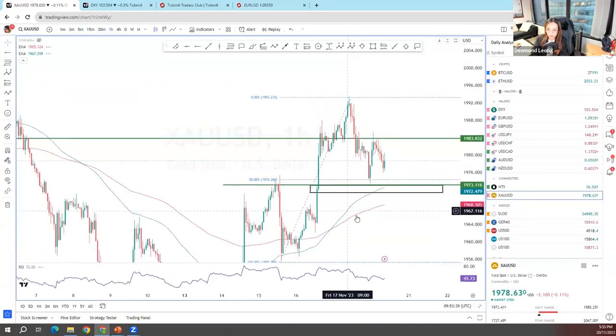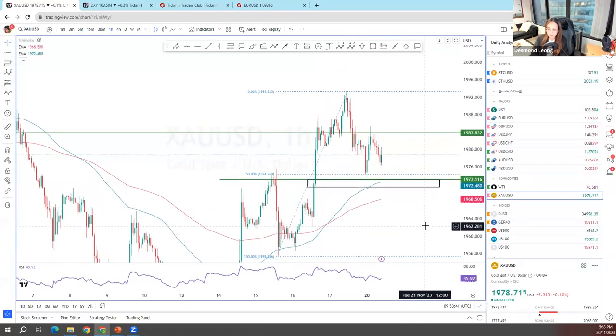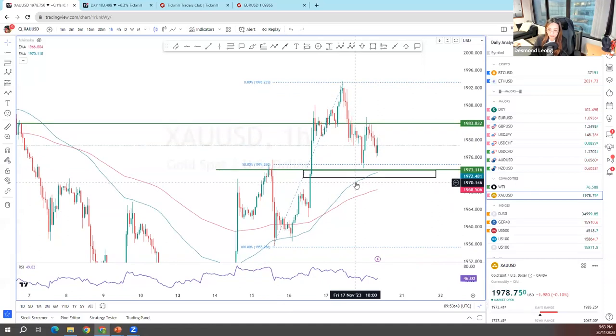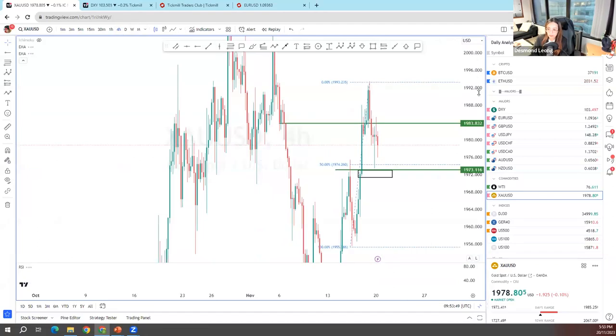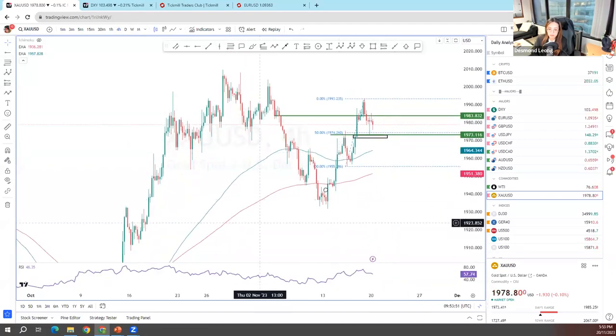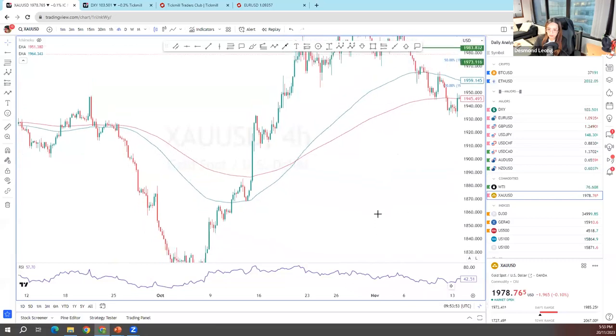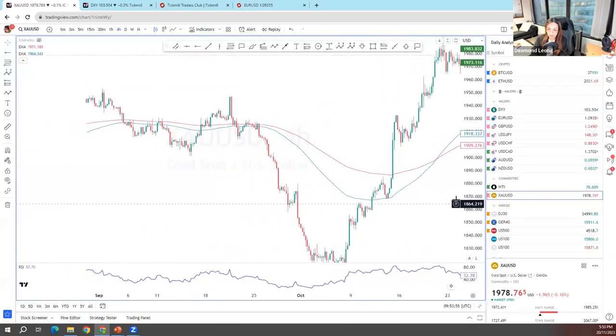Always, when you trade gold, try to look for demand and supply as well. You can use EMA 100 and 200 to trade. I will show you the example. Let's say we are in H4 here.